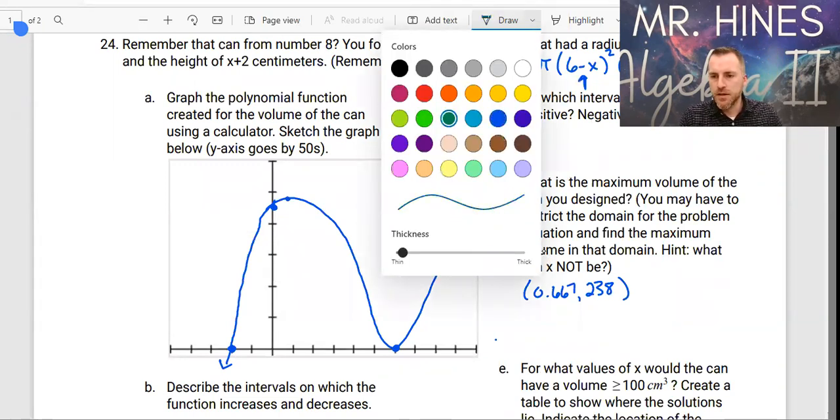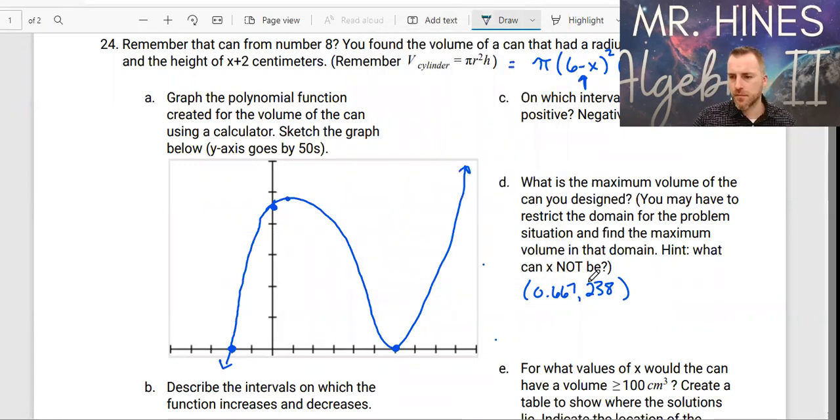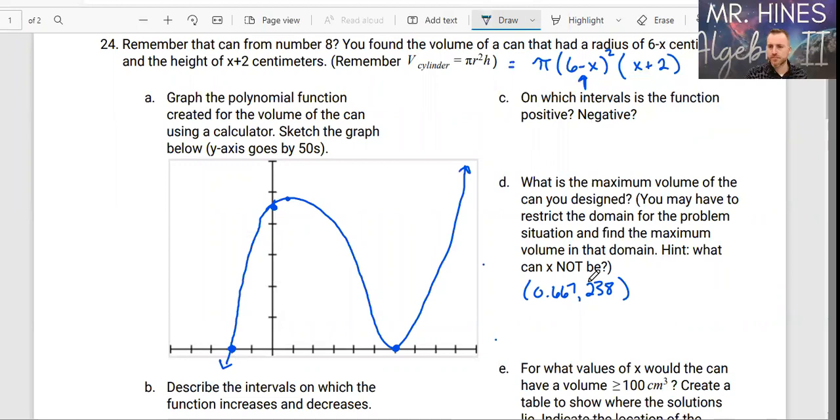On part C, on what intervals it's positive and negative. That has to do with the zeros, not just a little bit, a lot of it. One of the zeros is -2, the other one is +6. We can just take each factor, set it equal to 0 and solve, and we find that out. And then we can just try a point from each little section.